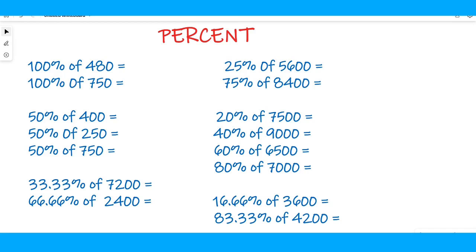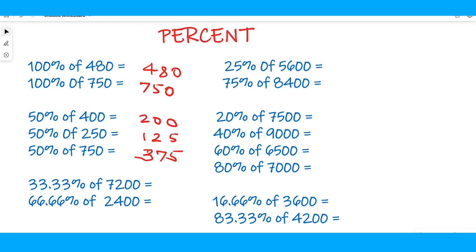100% of 480, as 100% is fraction wise 1 and 100% of 480 is 480, so we write 480. Now 100% of 750 is as it is 750, so we write 750. 50% is half, so 50% of 400, half of 400 is 200, so 50% of 400 is 200, and 50% of 250, that is half of 250 is 125, so we write 125, and 50% of 750, and half of 750 is 375, so we write 375.